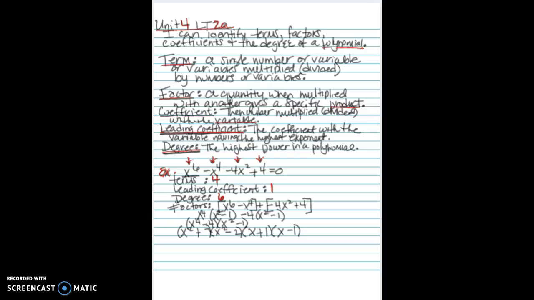The factors, we have to actually factor this by grouping because there is not a GCF and it doesn't factor any other way. So we're going to group the first two terms together, added with the second two terms. When we take the GCF of the first one, we have x to the 4th, which leaves us with an x squared minus 1. When we take the GCF of the second one, we have negative 4, which leaves us with an x squared minus 1.